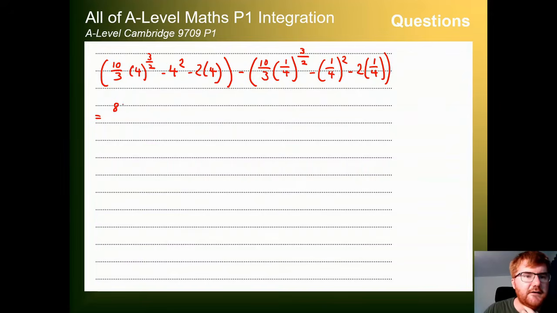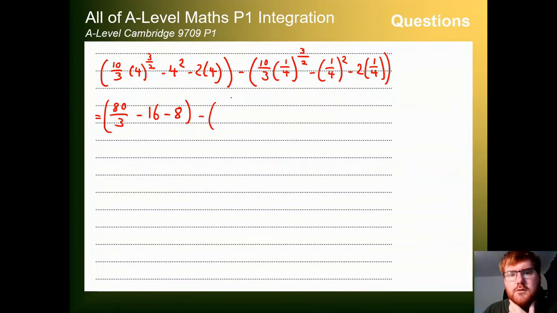So we get 80 over 3 minus 16 minus 8. Here, quarter square root is 1 over 16. And we want to cube that as well. I might just leave this and put this in my calculator.